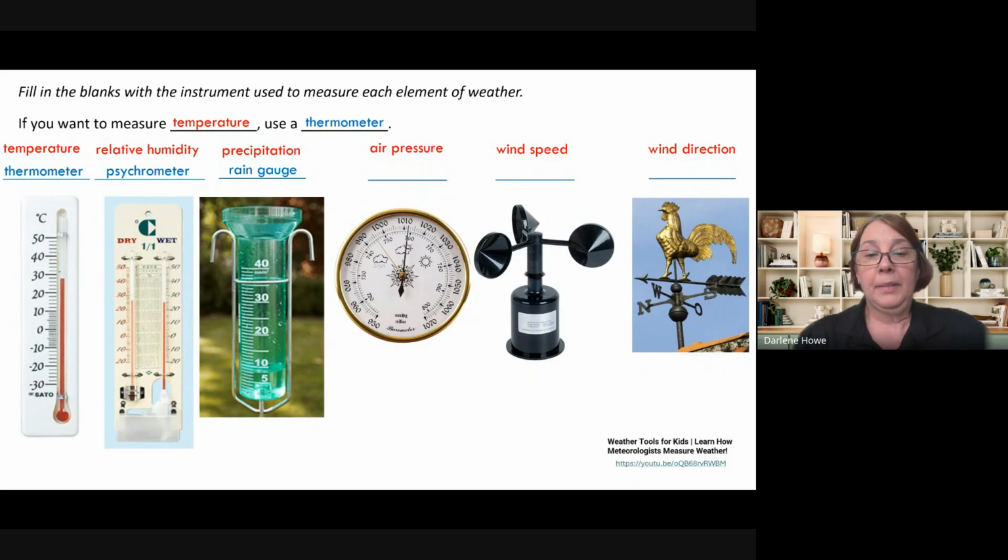All right, the next one is air pressure. What do we measure air pressure with? You might even be able to see it on this instrument in this picture if you look really closely. Okay, what is this thing? All right, this type of instrument is called a barometer. A barometer is used to measure air pressure. It's able to measure the force at which the air molecules are pushing on the earth at a specific spot, at a very, very specific place.